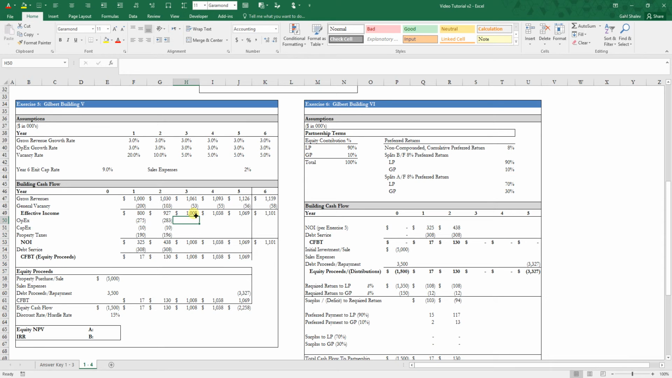OPEX, CAPEX, and reserves, we are told, will increase by 3% annually. Again, we'll refer to the cell in the assumption section in Excel and simply multiply the previous year's figure by 1 plus that year's inflation rate. Note that we must anchor the row number that refers to the 3% because we will be copying this formula down. This is done by selecting the cell reference in the formula bar up here and pressing F4 twice. Again, we'll paste formulas.